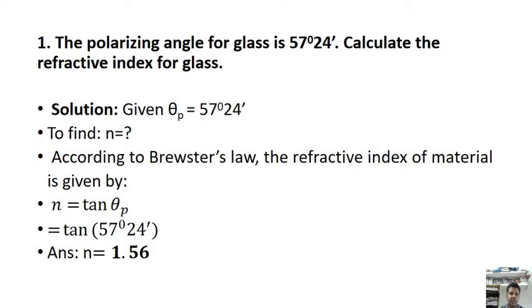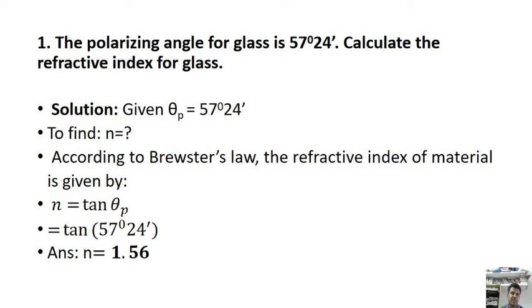In a Nicol prism we apply this. At Brewster's angle, the light gets reflected at an angle of 45 degree. That is the concept we discussed through Brewster's law. The refractive index of the material is given by n is equal to tan theta p. Theta p is given, so it is a direct problem with a direct formula. Tan of 57 degree 24 minutes, the refractive index is 1.54 for the glass. This is how we solve the problem.